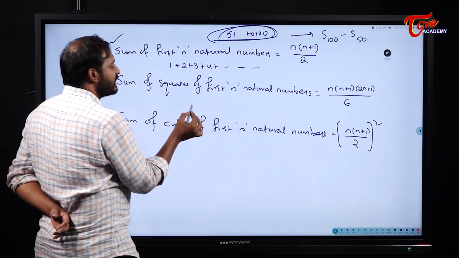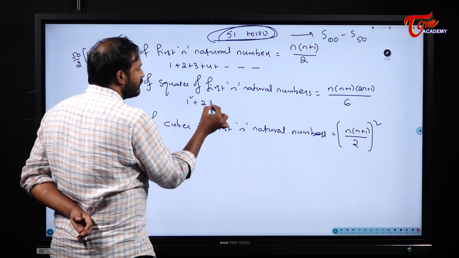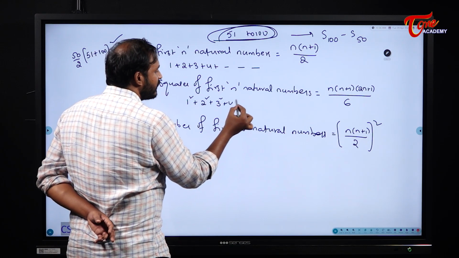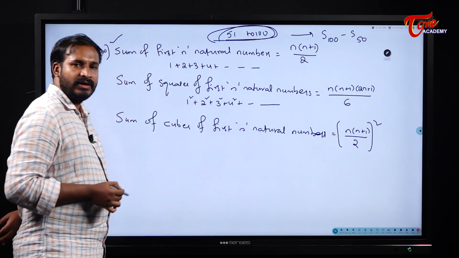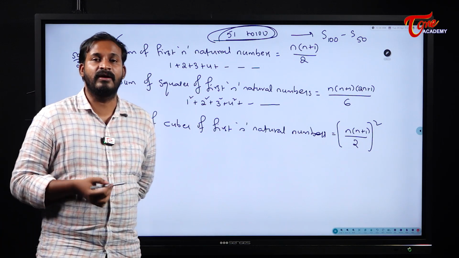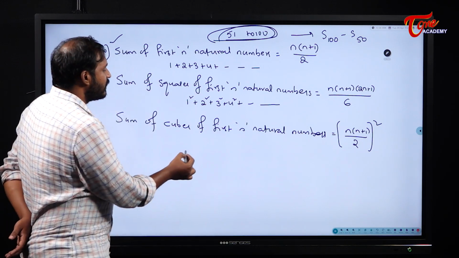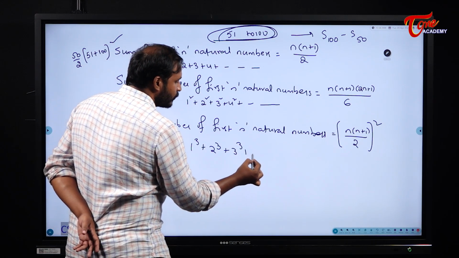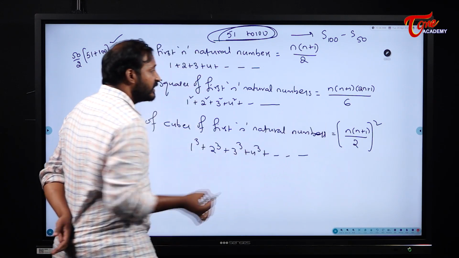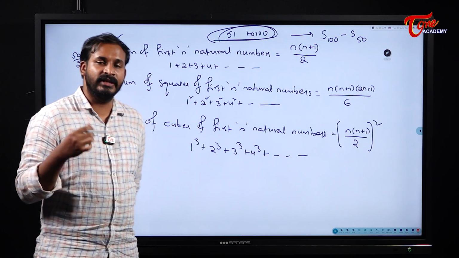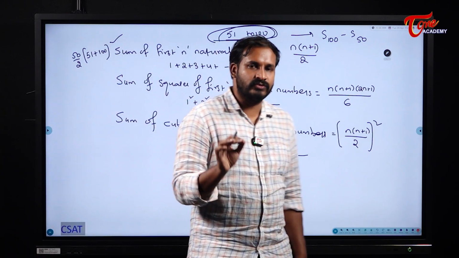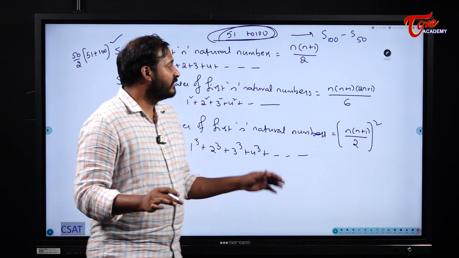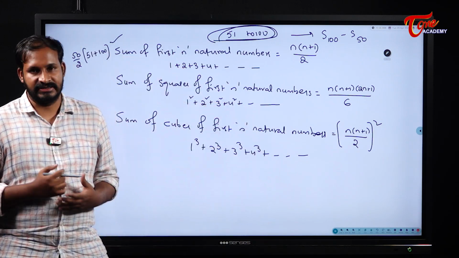Now squares of first n natural numbers means 1 square plus 2 square plus 3 square plus 4 square and so on. If I want to find the sum of squares. Cubes means 1 cube plus 2 cube plus 3 cube plus 4 cube and so on. See students, you may think that these are small things. Yes, those are small things, but we will use these applications in many areas.